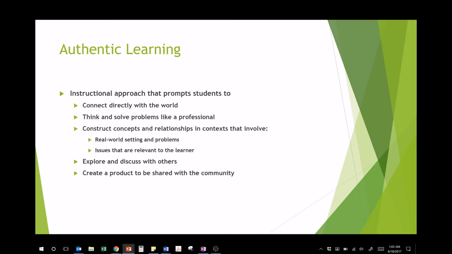Authentic learning is essentially an instructional approach that's used to encourage students to take what is being taught in the classroom and connect it to the actual world. In a professional context, especially one like social work, it's extremely important for students to be able to think and solve problems in a professional context, to be able to apply what they're learning in the classroom outside of the classroom, to be able to share and discuss these findings with others, and to be able to create products in the classroom that they can take outside of the classroom as well.